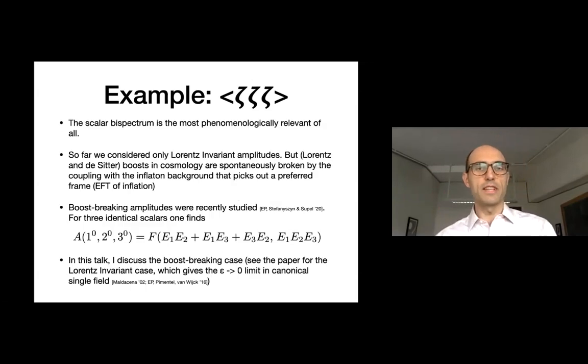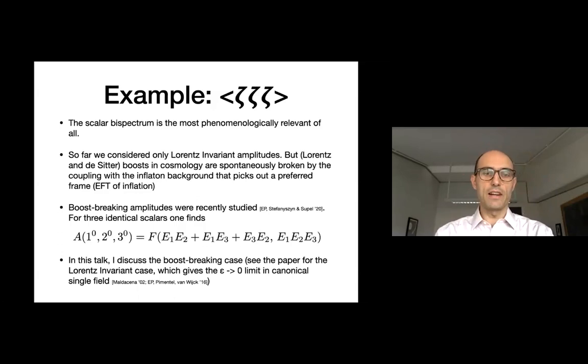So a more interesting example is the scalar bispectrum, since that's by far the most phenomenologically relevant of all. And so here we come to Guy's question. You might start with Lorentz invariant amplitudes or Lorentz breaking amplitudes. Lorentz breaking amplitudes were studied systematically by us early this year.